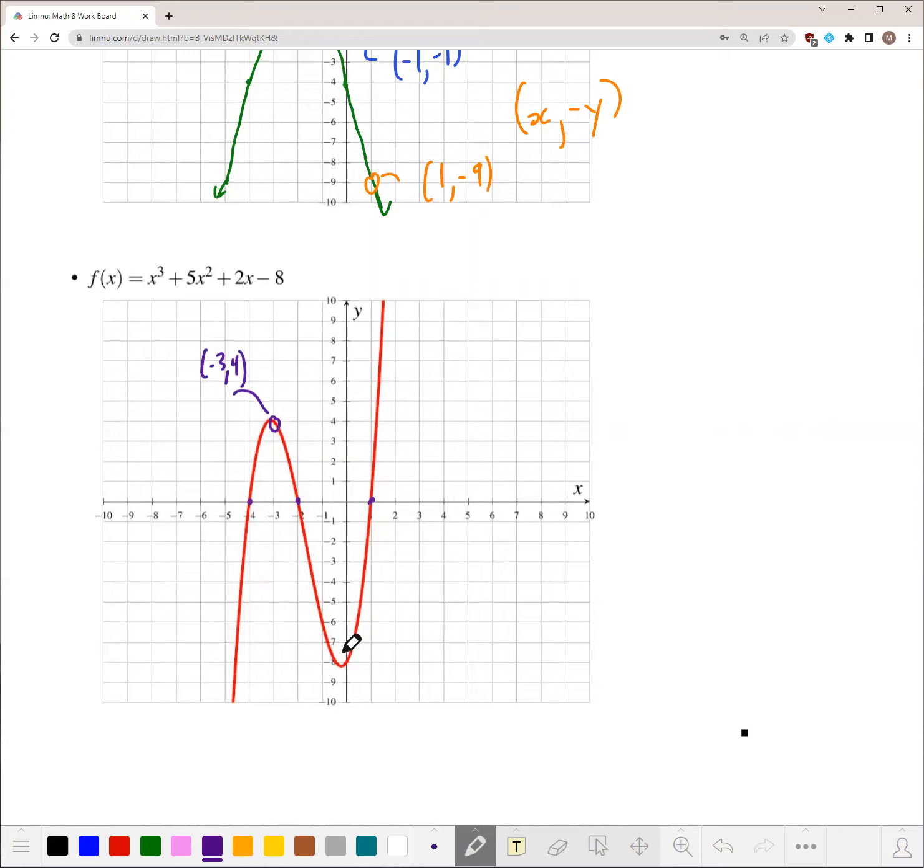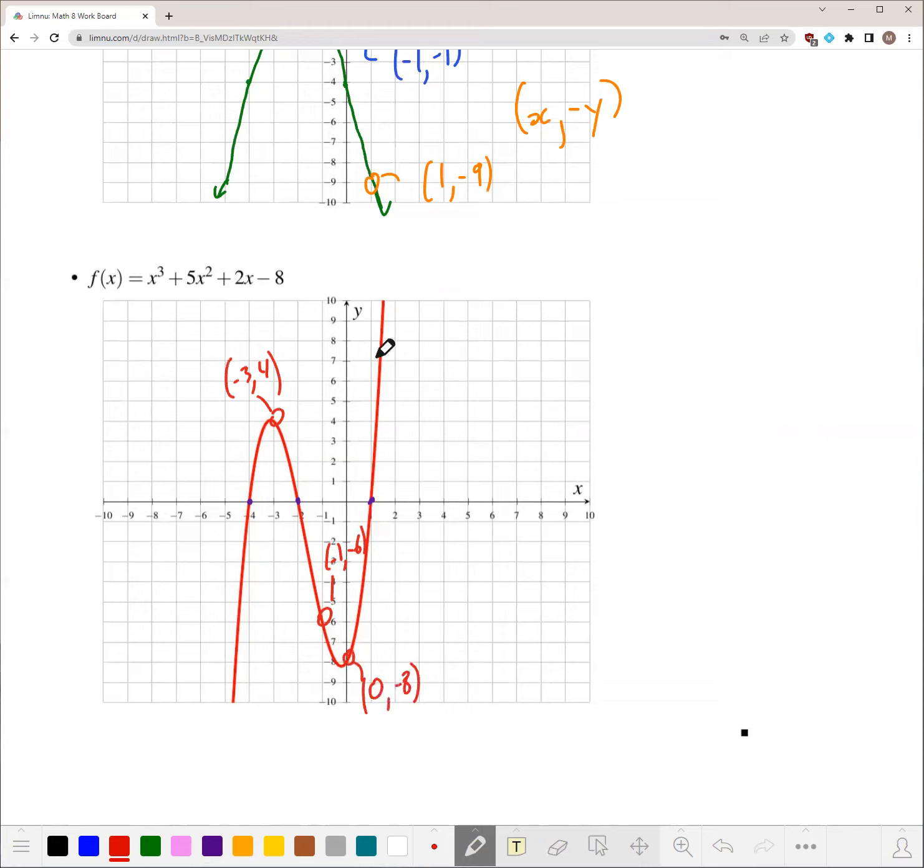And so if I've got that point, actually, you know what? I got a way better idea. Let's label that in red. Oh, I'm so smart. So this point, negative 3, 4. Another good point here at negative 1, negative 6. This point here is really nice, 0, negative 8.